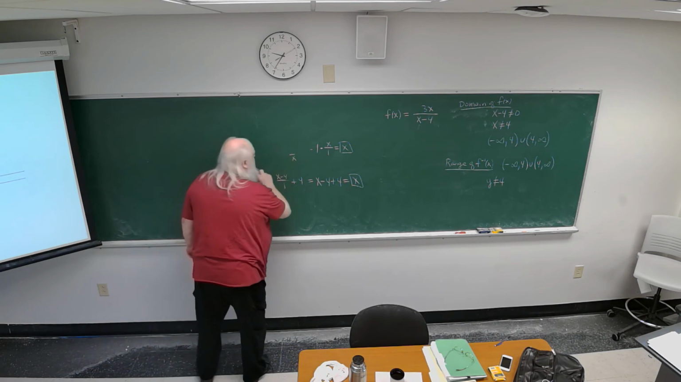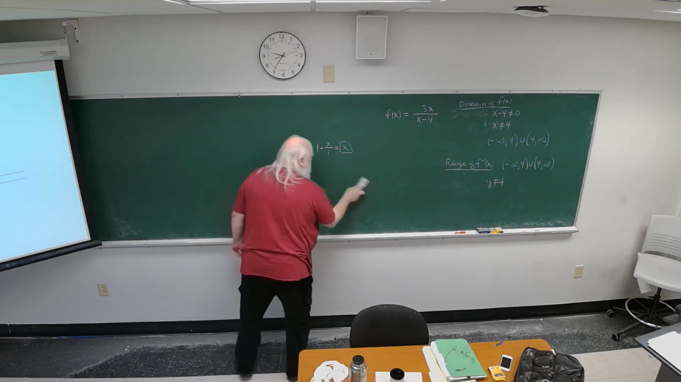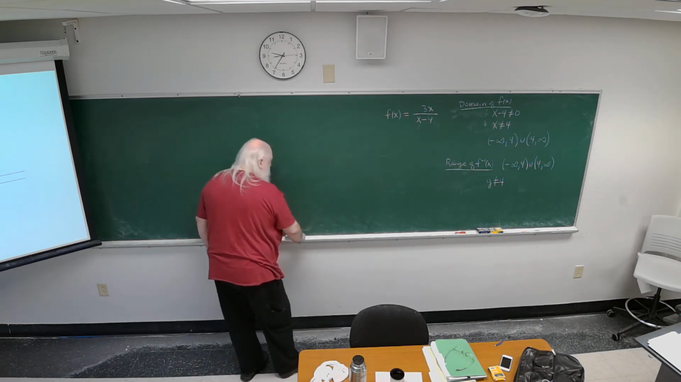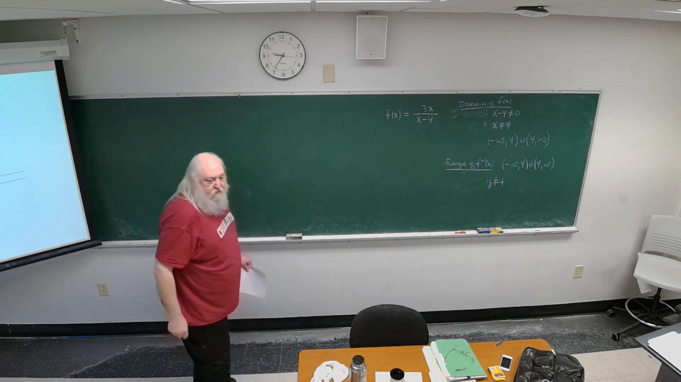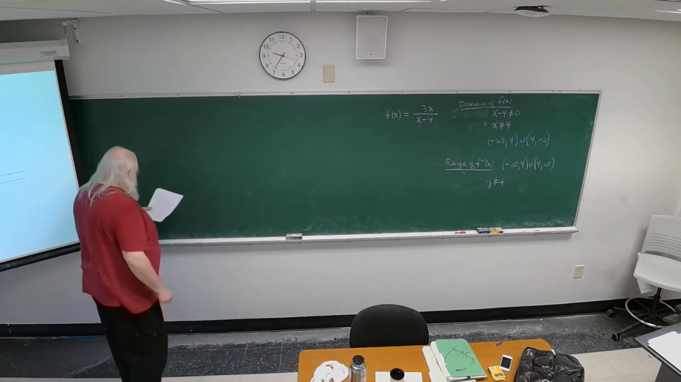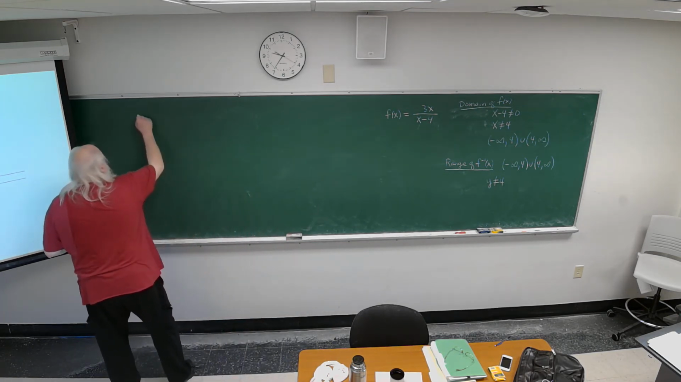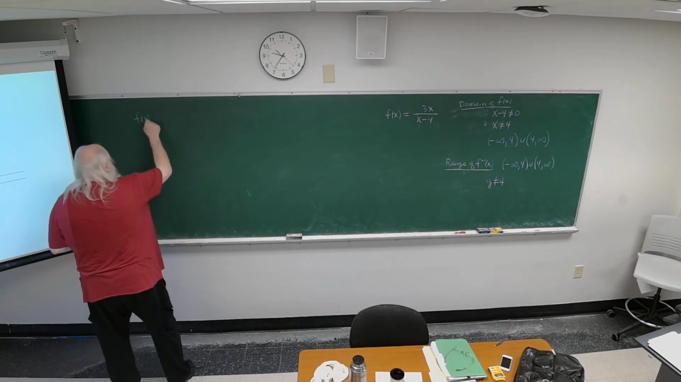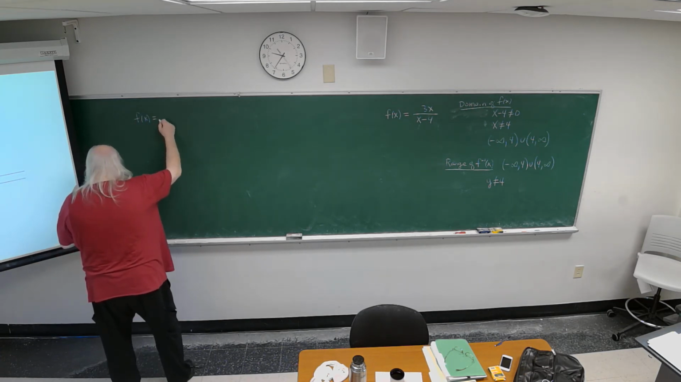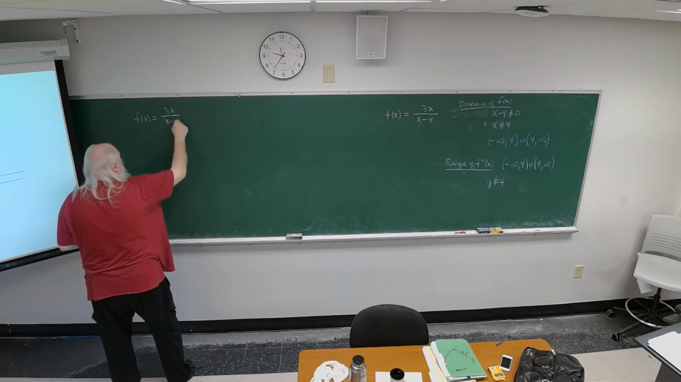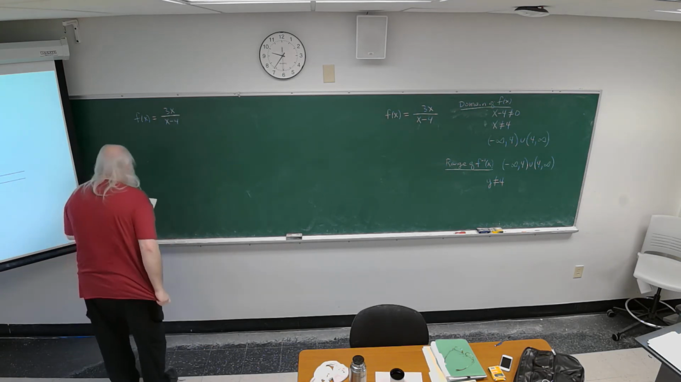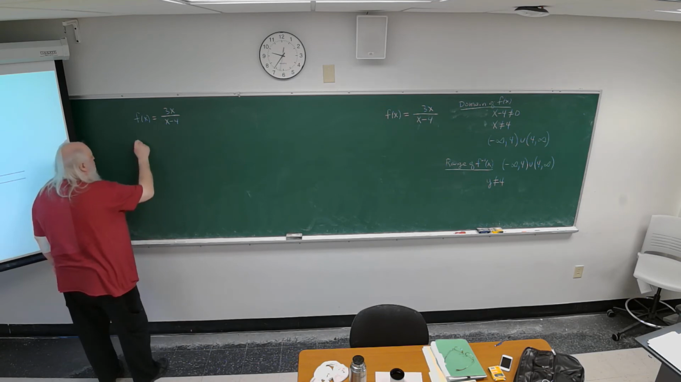Once we find the inverse function, we can calculate its domain, and that'll give us the range of f of x. All right, so let's go through the steps. f of x is equal to 3x over x minus 4. So step number 1 is replace f of x with y.